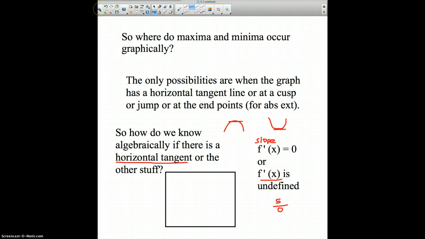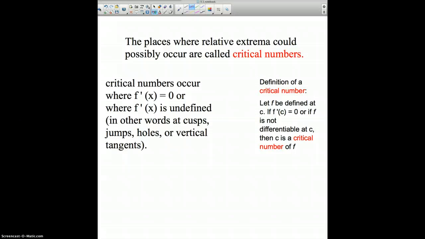So we have to think about those points as all the possibilities. We're looking for possibilities of where a graph could have a max or a min, and then we're going to test them to see if they are maxes or mins. So the places where relative extrema could possibly occur are called critical numbers. Critical numbers occur where the first derivative equals 0 or where the first derivative is undefined, like at cusps, jumps, holes, or vertical tangents, or vertical asymptotes. I guess I forgot to write that in there, or vertical asymptotes. All right.